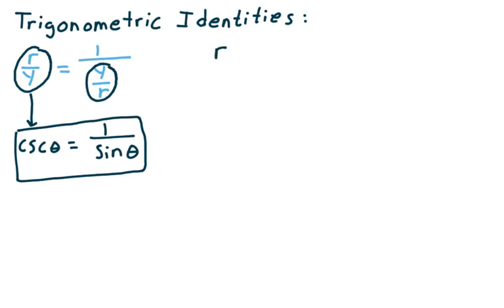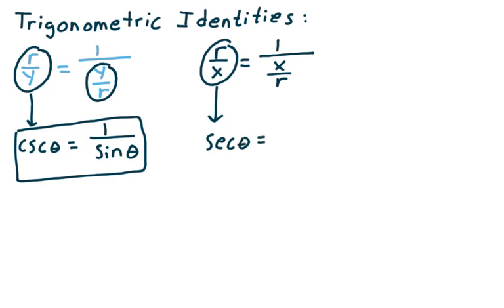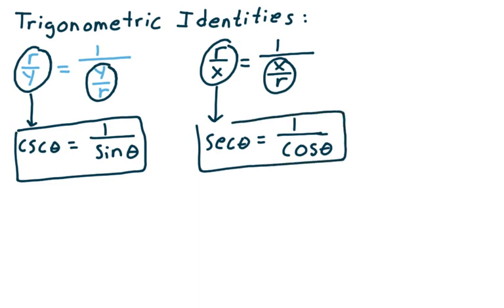Now, r over x is the same as 1 divided by x over r. So it's a nice little algebraic technique. But remember that r over x is the same as secant theta, and x over r is the same as cosine theta. So secant theta is the same as 1 divided by cosine theta. And that's our second trig identity.